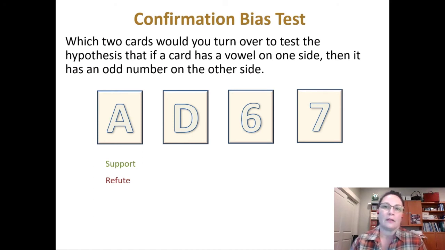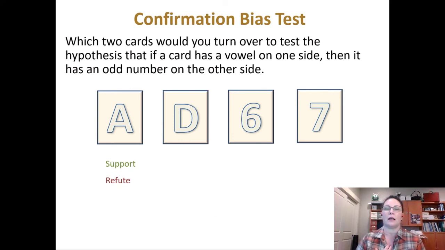The thing that makes the A useful is that it could also refute the hypothesis. If we flip the A over and we find a 6, then our hypothesis has been disconfirmed, right? If there's a card with a vowel on one side and it has a 6 on the other side, then it would disconfirm this hypothesis that it should have an odd number. So the A is really informative. Really, that's a useful card, but it is not the first card I would flip over.